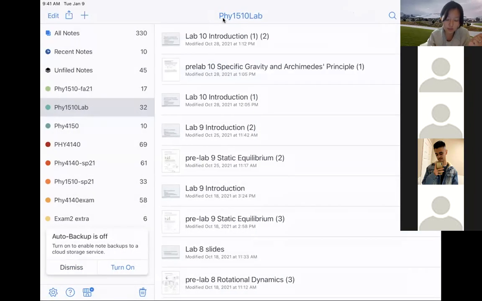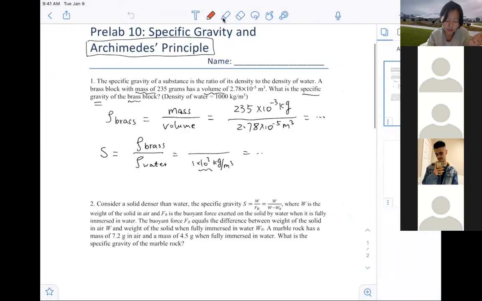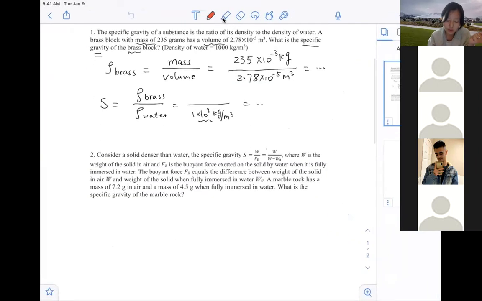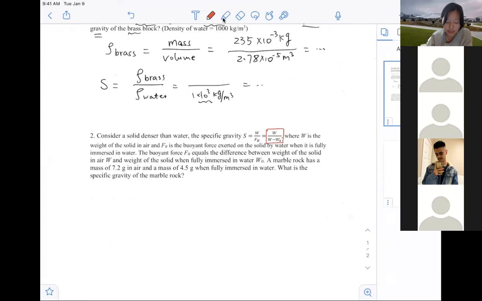So let's take a quick look at our pre-lecture. I just went through how we derived this equation, right? And you want to now calculate the specific gravity. The rest is really easy, and this is exactly how we're going to do it in the lab. We're going to read the mass on the scale.